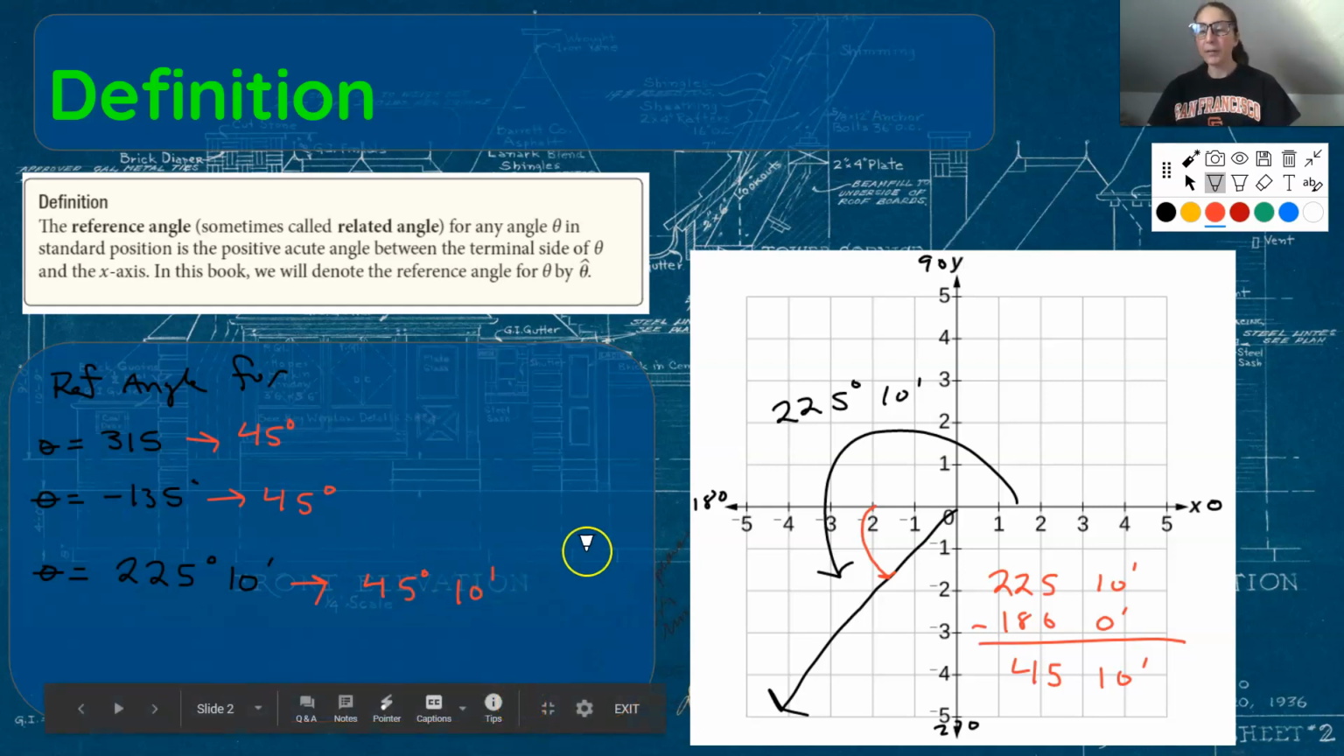Okay, so again, how to find the reference angle. Take wherever your angle is, quadrant 1, 2, 3, or 4. Find the distance between the terminal side of your angle and the x-axis. So find the angle formed from the terminal side to the x-axis. That's it. That's your reference angle. So now let's see how to use it.